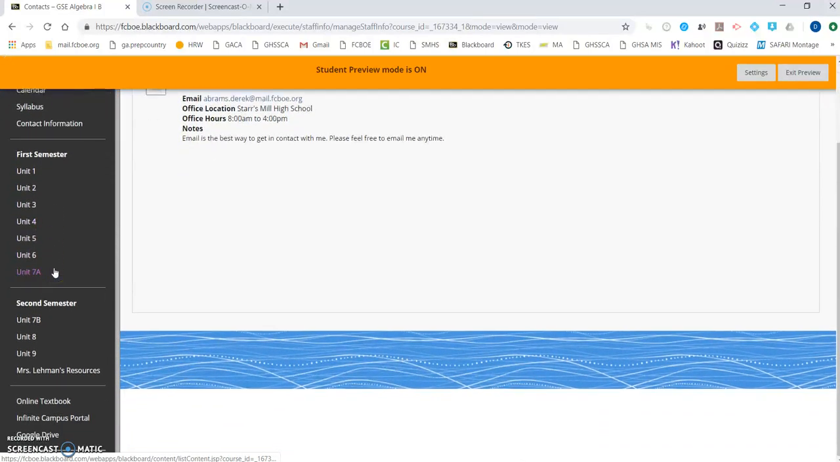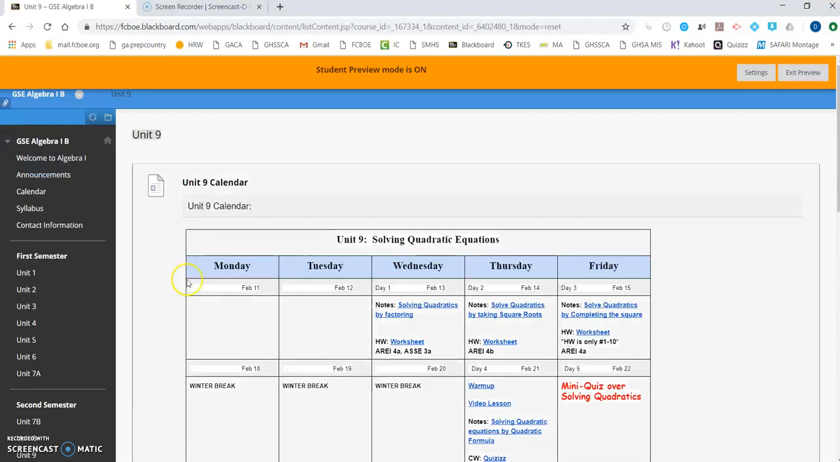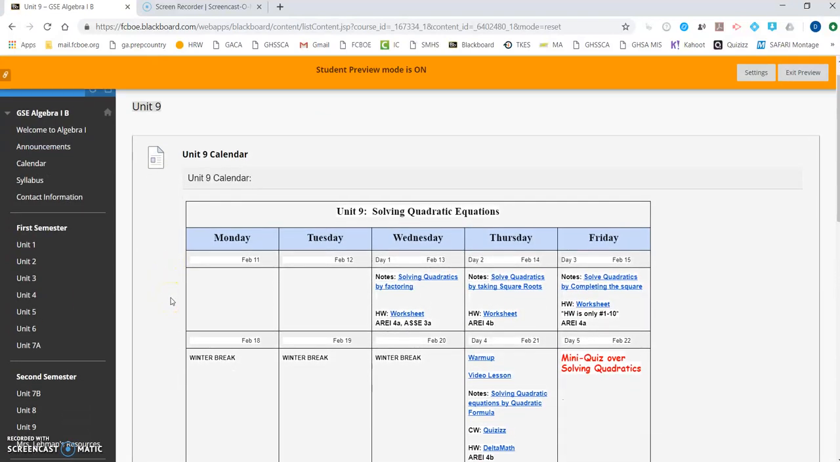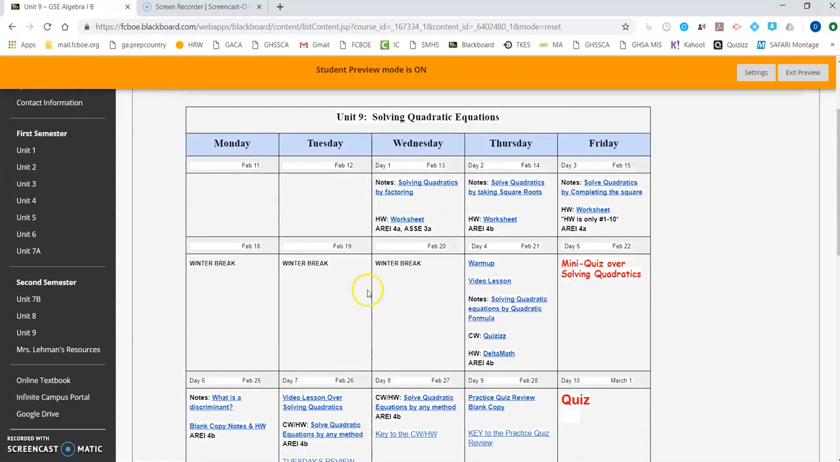And so what I do is I have my website listed out by units. And so here I have first semester, second semester. And for this intended project, we were going to be in Unit 9. And Unit 9 is going to be over solving quadratic equations. So for this final project, I will be having a lesson that deals with solving quadratic equations by the quadratic formula. If you can see here with my cursor, we are going to be actually looking at day 4, February 21st, and these are all my links for my project.